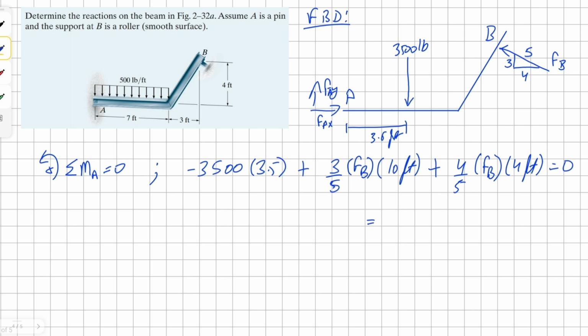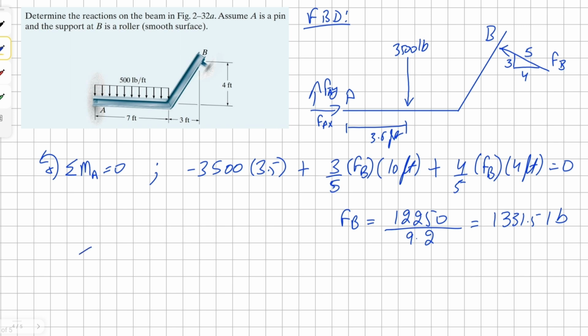Solving this, 3,500 times 3.5 comes up to 12,250. And solving our forces here, 4 times 4 is 16, and then 30. So 30 and 16 is 46. 46 divided by 5 comes up to 9.2, and when it goes over to the other side of the equation, it gets divided into our point load for our distributed load. Solving this comes up to 1,331.5 pounds. Now that we have this, we just need to find our reactions at A.